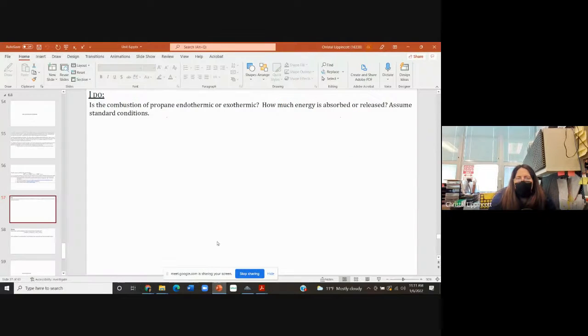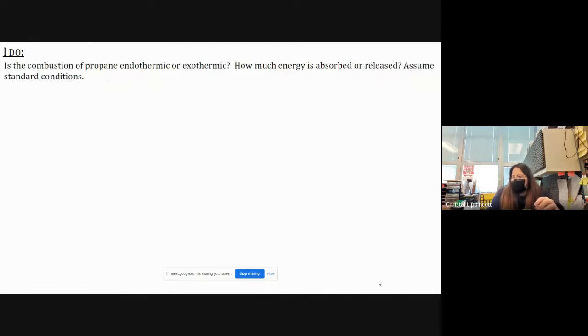So going back over here, we're doing the combustion of propane. We're trying to figure out if that is endothermic or exothermic. All right. Assume standard conditions, it says, which makes life a lot easier. So the first thing we have to do is we have to know what the formula of propane is.